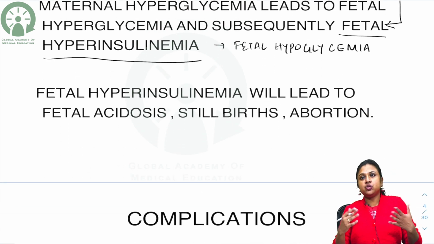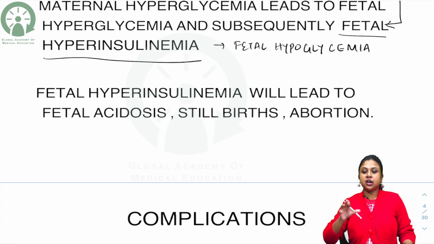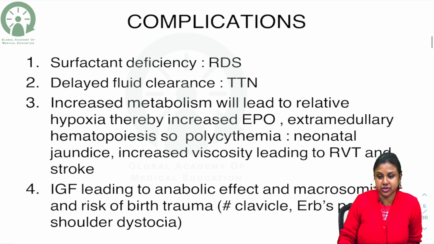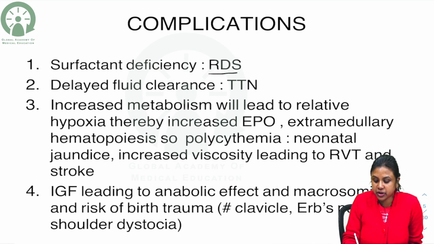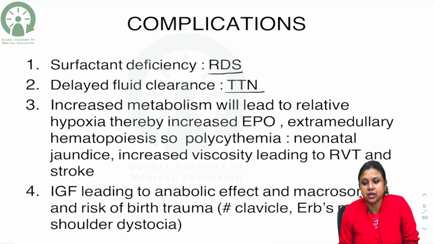So mainly, I told you, in infant of diabetic mother we will be concentrating on the complications. There will be surfactant deficiency, and that can result in respiratory distress syndrome, and delayed fluid clearance, and that is why there can be transient tachypnea of the newborn. So if an infant of diabetic mother is having respiratory distress, most commonly it is because of TTN, but it can be because of respiratory distress syndrome.